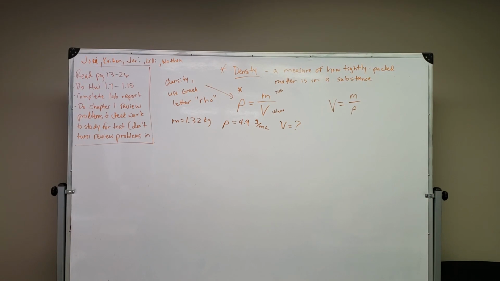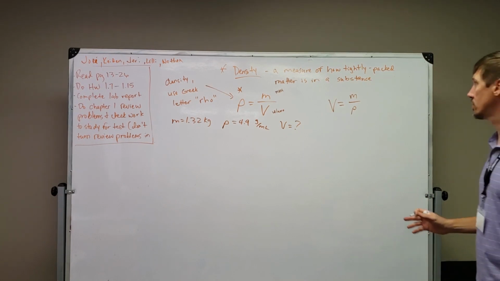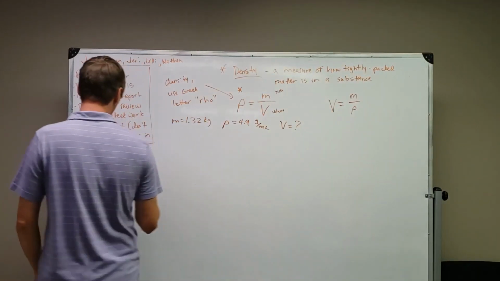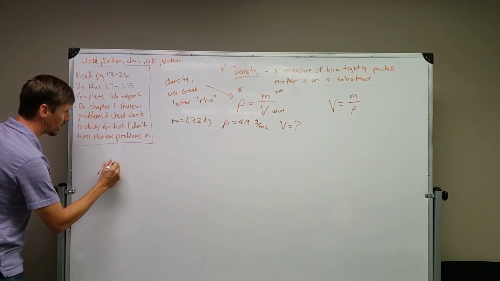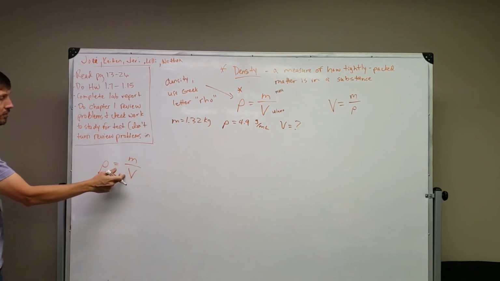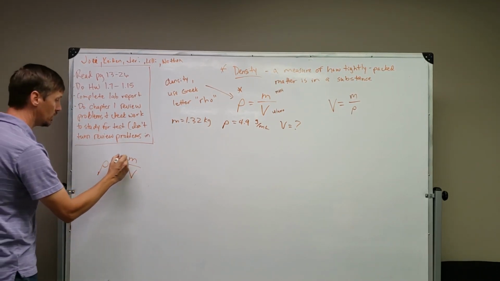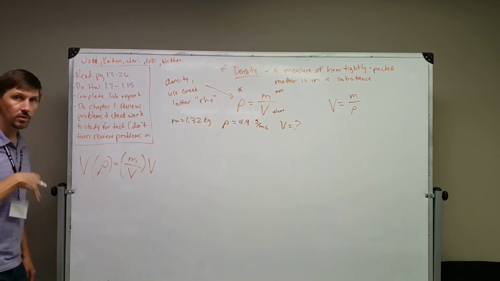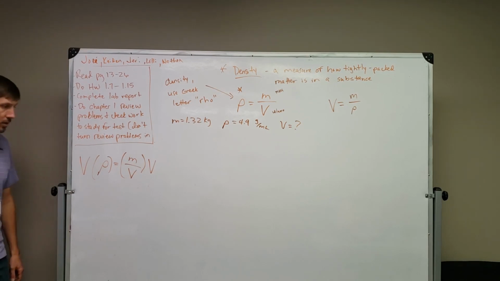I'm just going to go through the steps real quick, just in case it's still fuzzy to some of you guys. How would we get that from this? We have rho equals M over V. We want to solve for V. We want to get V on one side by itself. So we multiply both sides by V, because remember in algebra, whatever you do to one side of the equation, you have to do to the other side of the equation, right?